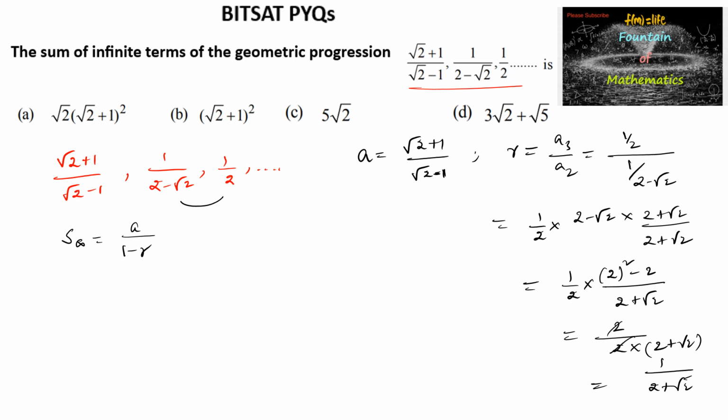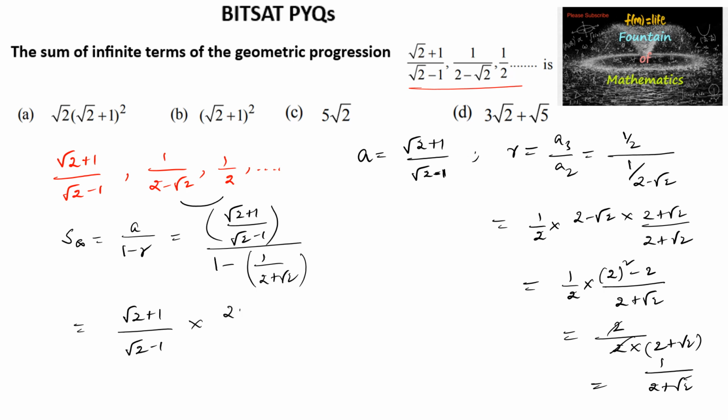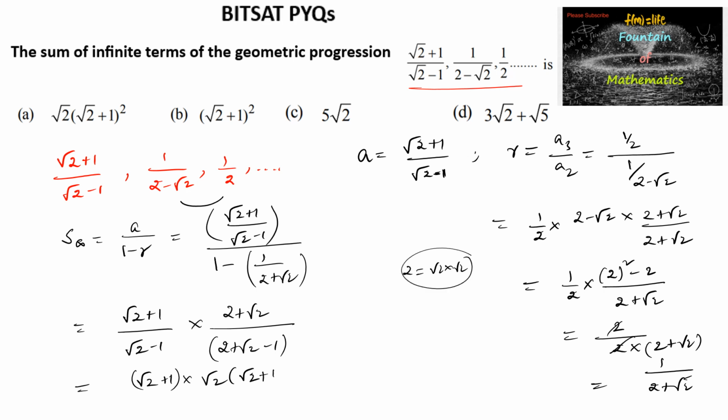Sum to infinity in GP is a upon 1 minus r. So we can write the a value as root 2 plus 1 upon root 2 minus 1, the whole divided by 1 minus r, which is 1 upon 2 plus root 2. Simplifying, root 2 plus 1 upon root 2 minus 1 into 2 plus root 2 upon 2 plus root 2 minus 1. So which is root 2 plus 1 into, here we can take root 2 common, because 2 is nothing but root 2 into root 2. So root 2 times (root 2 plus 1) divided by, here 2 minus 1 is 1, so (root 2 minus 1) into (root 2 plus 1).